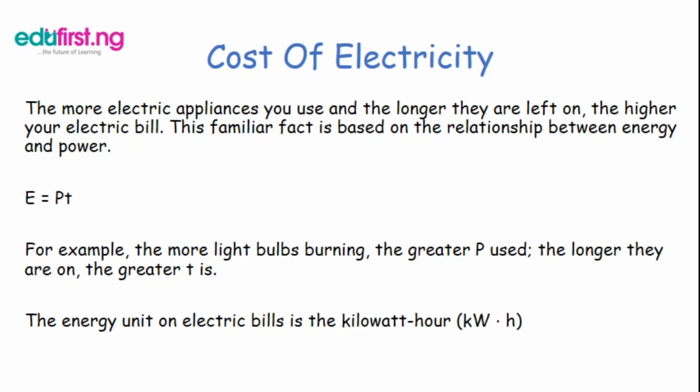The more light bulbs you are putting on, the greater the power you are consuming. You powered on 5 bulbs before, and now you are powering on 10 bulbs. So the number of bulbs has increased, and the power you are consuming has increased. Also, the longer these bulbs are on, the more energy is used. You were using them for 5 hours before, now you increase to 15 hours, so the time has increased. So energy units on the electricity bill are in kilowatt hour.